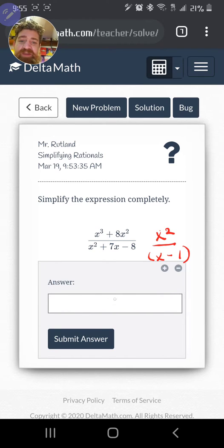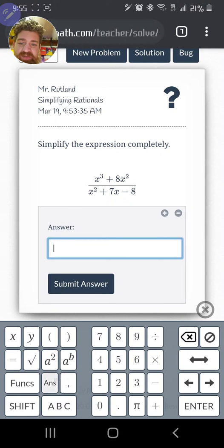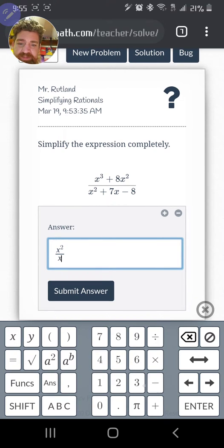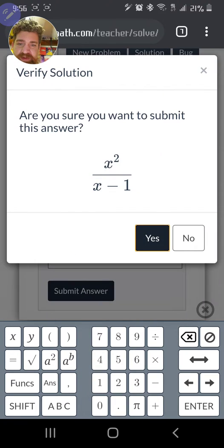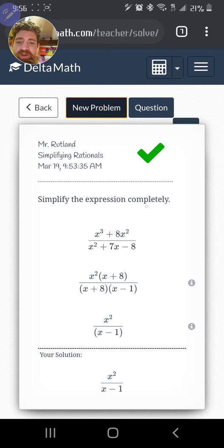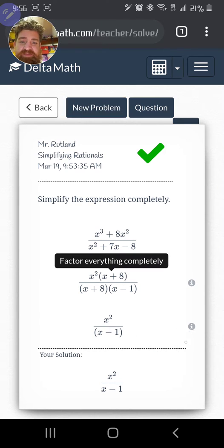Okay, so we'll try to enter that in and make sure I got it right. So we have x squared divided by x minus 1. All right, good deal. Deltamath does walk you through the steps that you can use to solve it. You can see the same steps: factoring and getting rid of the factors that match. That's it.